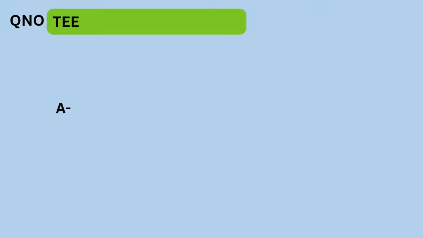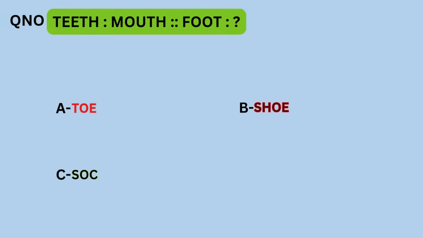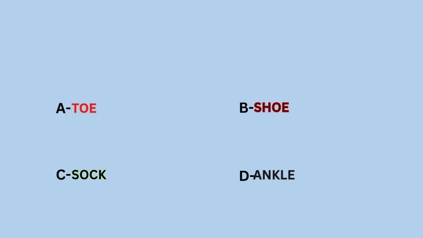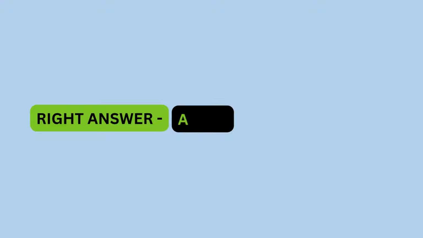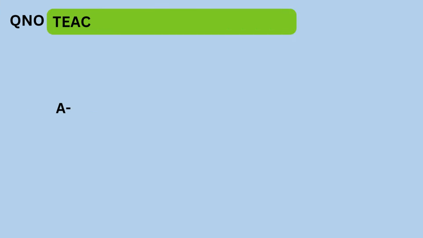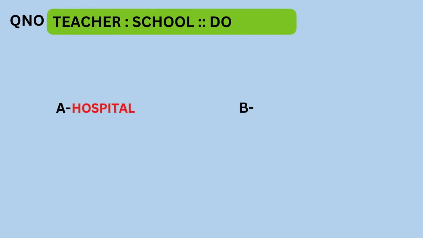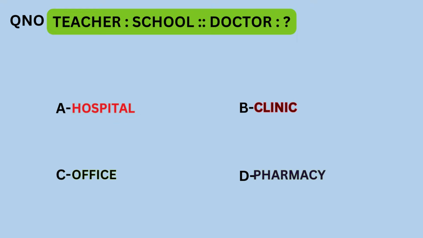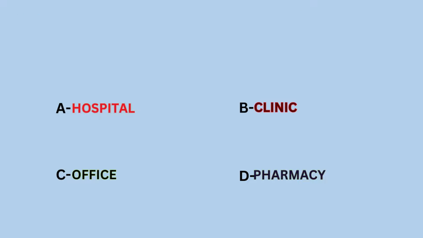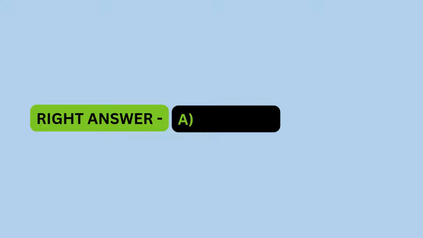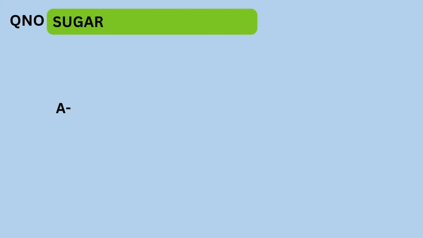Graphite. Question 6. Teeth are to mouth as foot is to. Is it A. toe, B. shoe, C. sock, or D. ankle? The correct answer is A. toe. Question 7. Teacher is to school as doctor is to. Is it A. hospital, B. clinic, C. office, or D. pharmacy? The correct answer is A. hospital. Question 8. Sugar is to sweet as lemon is to.